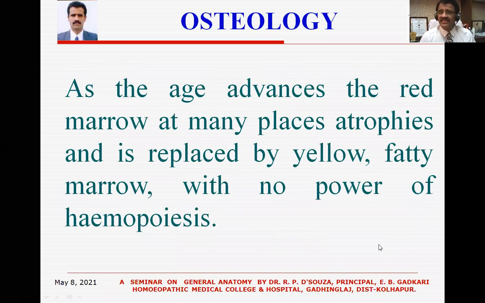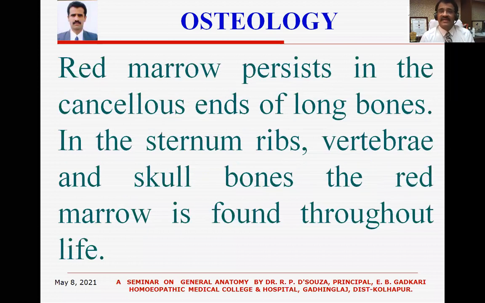As the age advances, the red bone marrow at many places gets atrophied and is replaced by yellow bone marrow, which is a fatty bone marrow with no power of hemopoiesis. But there are some portions of bone, even in old age, that still have red bone marrow and keep up the continuous function of hemopoiesis, and this red bone marrow persists in the cancellous ends of the long bone.